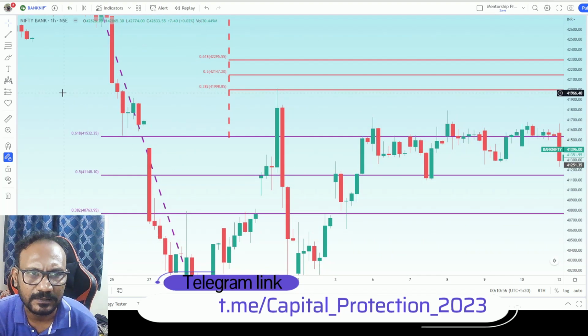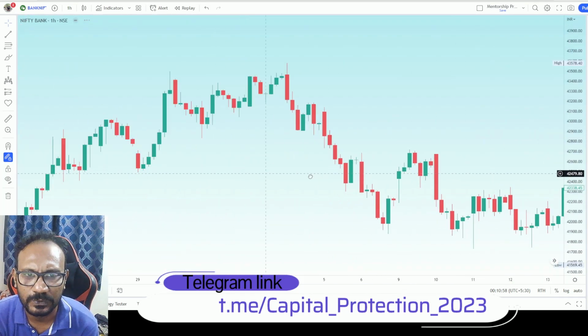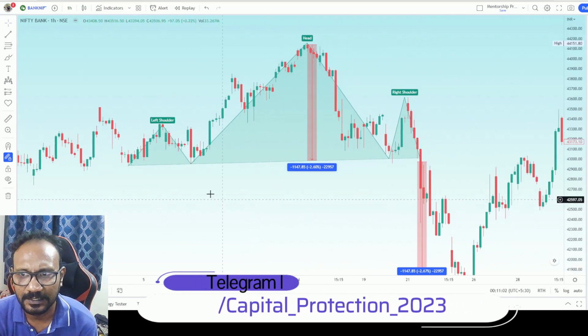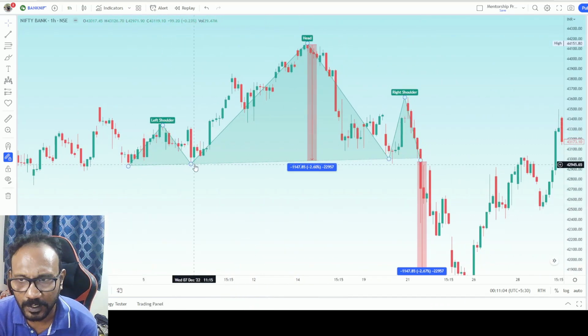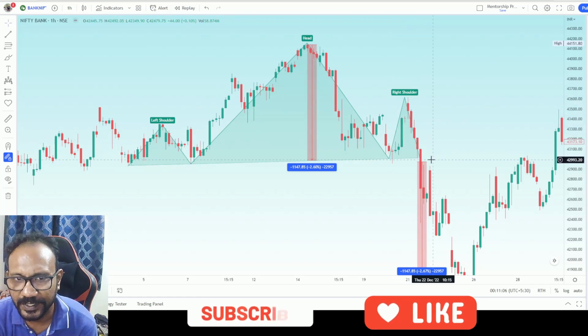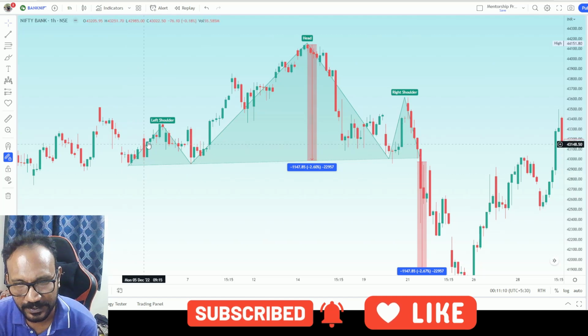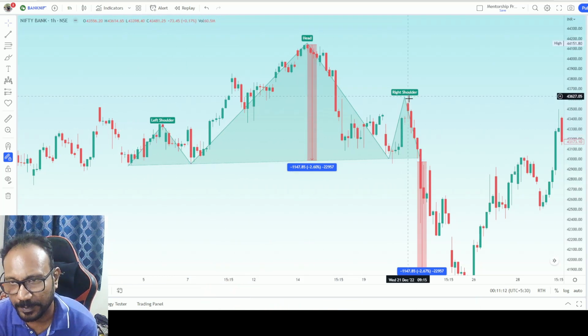I think, did it go? Yeah, here we go. So this is one good example. Here you see the left shoulder is smaller, the right shoulder is much bigger, and the head is the biggest of all. And this is a perfect head and shoulder pattern.